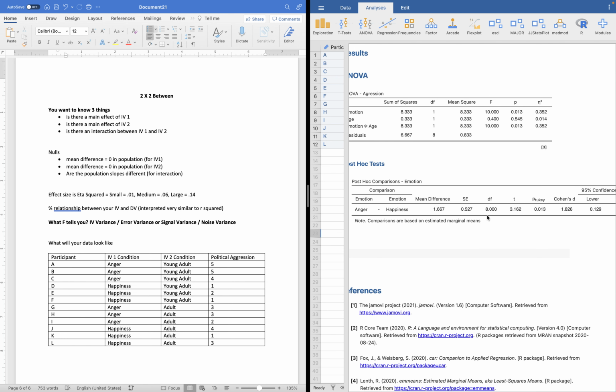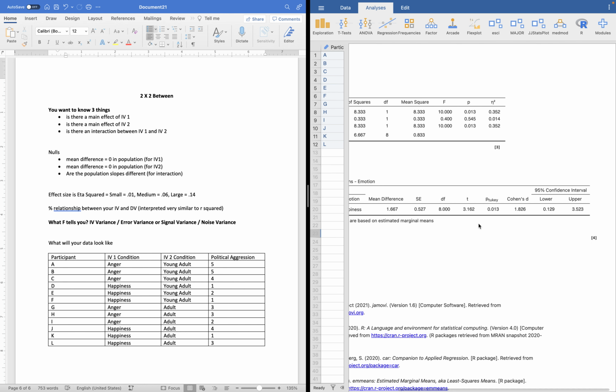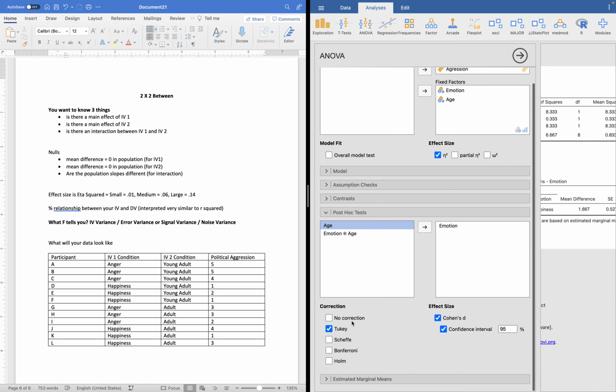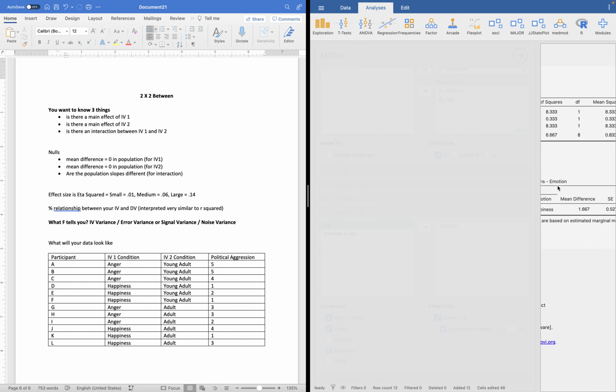I still don't know what direction, but I can tell that anger minus happiness was a positive mean difference. So anger had more political aggression than happiness. I could see that from the mean difference. Ultimately, for the post hoc tests, you have different corrections. You can have no correction, Tukey, Bonferroni, doesn't really matter to me. We talked about when to use them, but I'm not going to talk about that today.